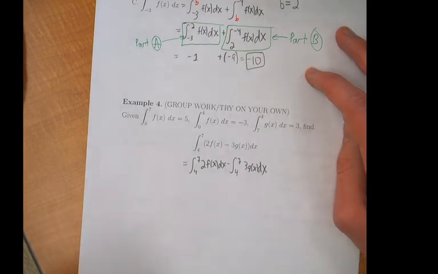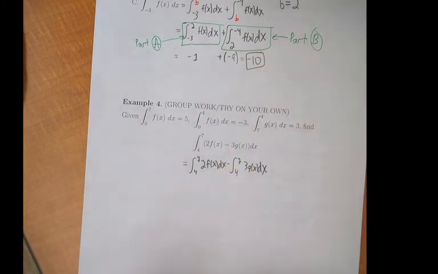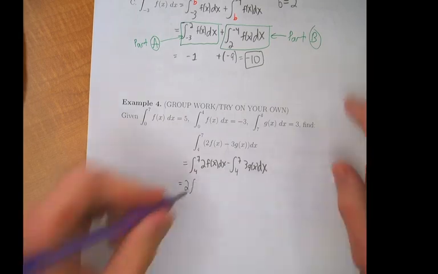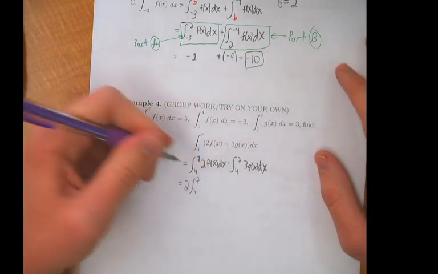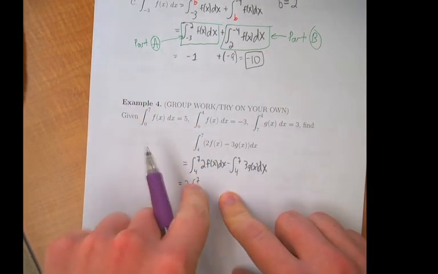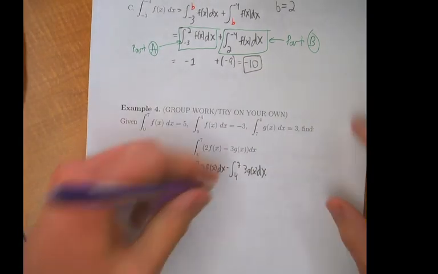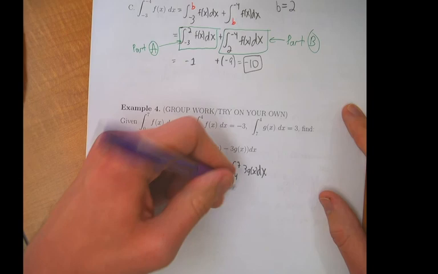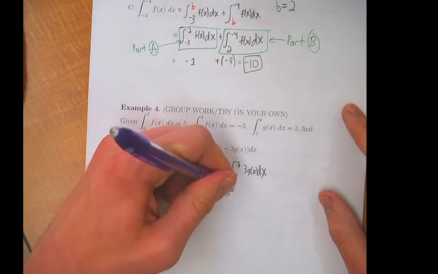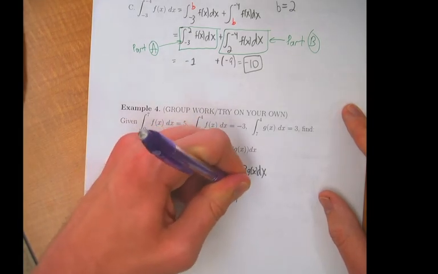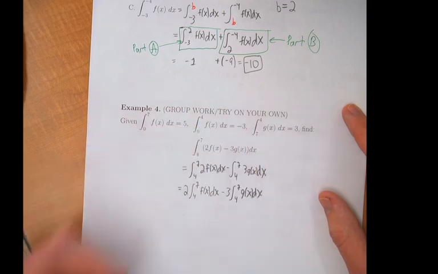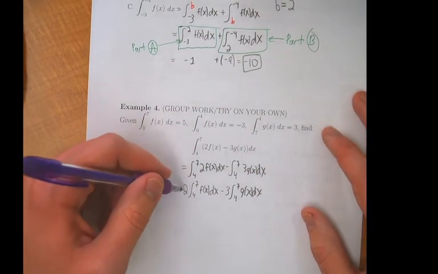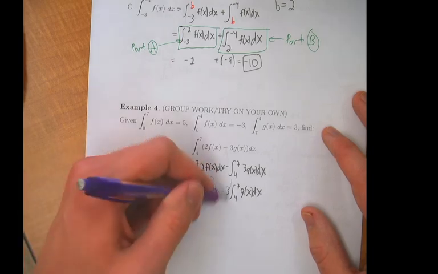Let's talk about this. If we take out the constants here, we have the integral from 4 to 7, no, 4 to 7, of f of x minus 3 times the integral from 4 to 7 of g of x dx. So now we have to figure out what these are equal to.